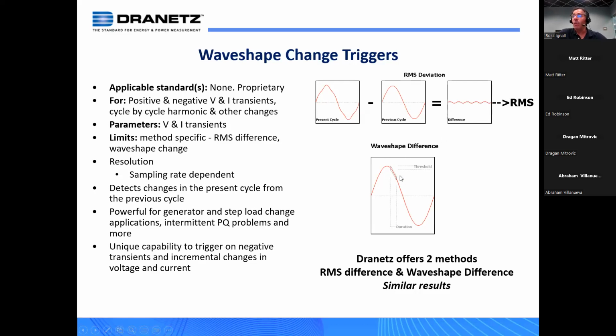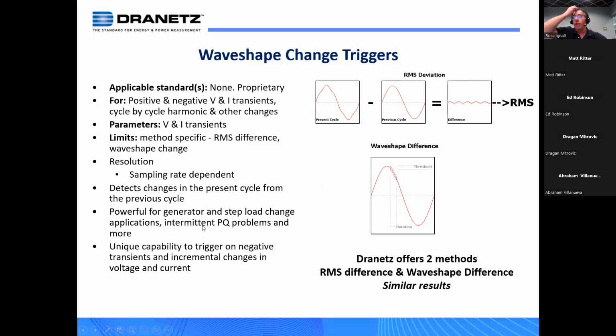Then we have a slightly more complicated triggering method called the wave shape difference. And really what this does, it looks at a particular window of the waveform and compares it to that same window in time of the previous waveform. So it divides this into a percentage of the waveform, maybe 10%, and you'll have 10 of these little windows comparing to the previous waveform, and you're looking at that difference, right? So the resolution is based upon your sampling rate. It detects a change in the present cycle to the previous cycle.